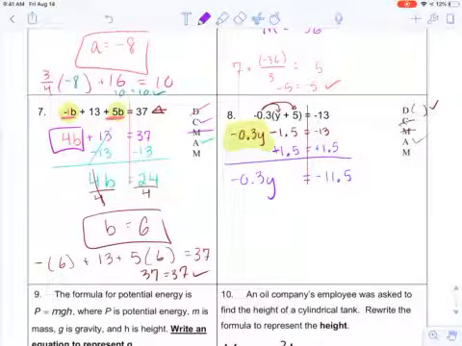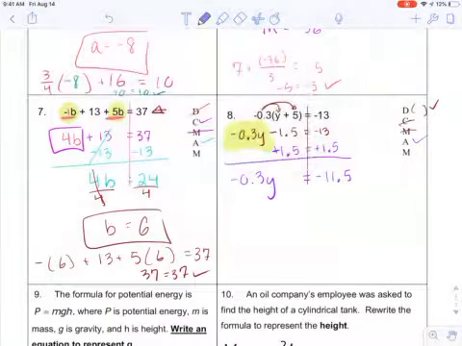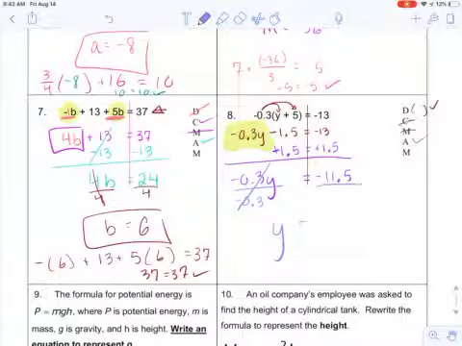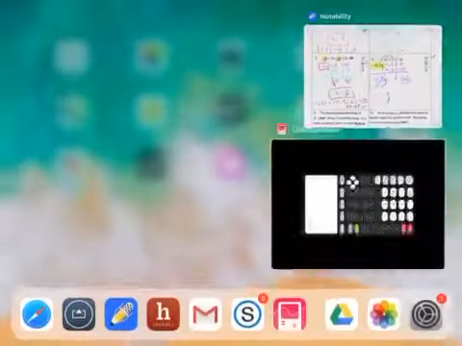You can use your calculator to add those decimals, negative 13 plus 1.5. And lastly, multiply, divide. I have negative 0.3 times y, so the opposite is to divide. Anything divided by itself is 1, so that cancels out. Negative 11.5 divided by negative 0.3.